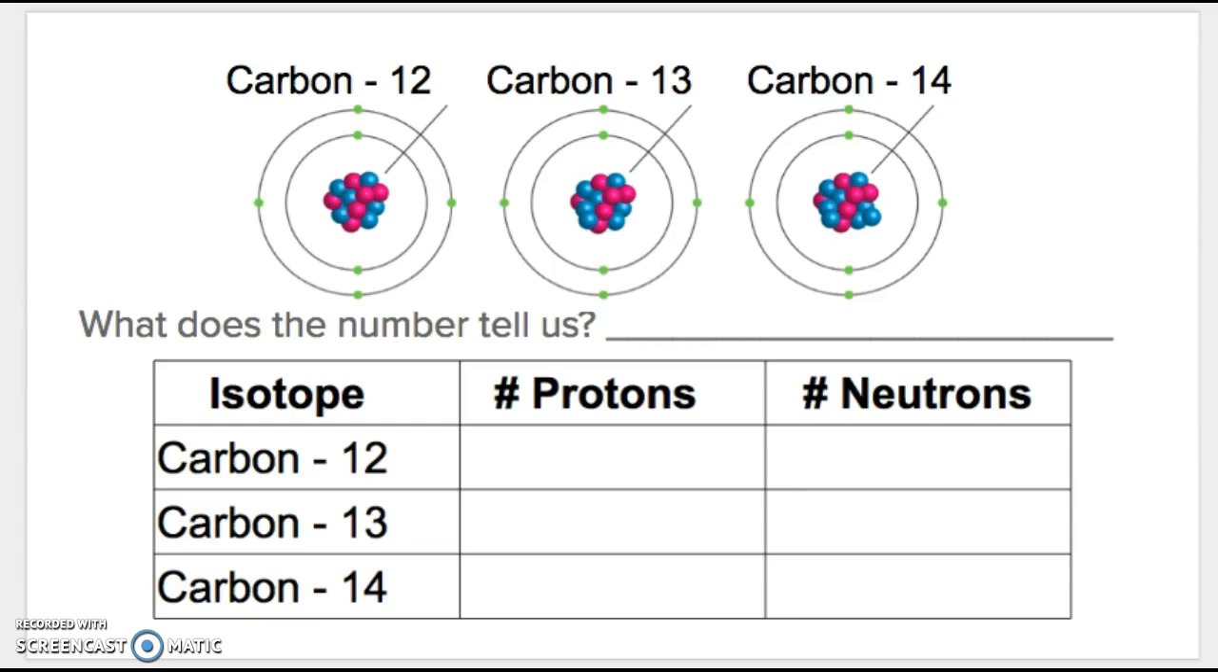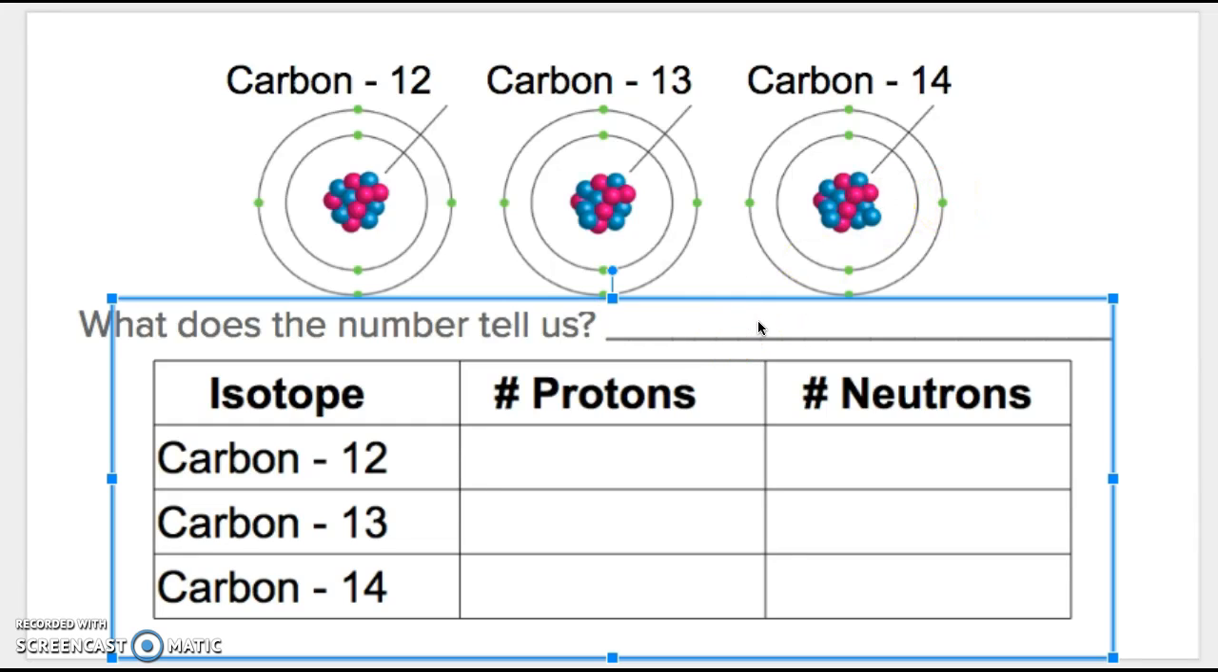All right, flip your page over. So here's an example of some isotopes of carbon. Here is carbon 12. Here is carbon 13. And here's carbon 14. If you'll notice, the pink ones are staying the same. Those are your protons. The blue ones, you're getting more. Those are changing. Your green ones, those are your electrons. Those are not changing. They're 6 every time.